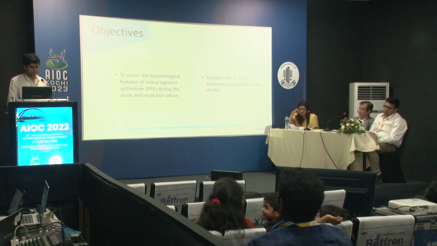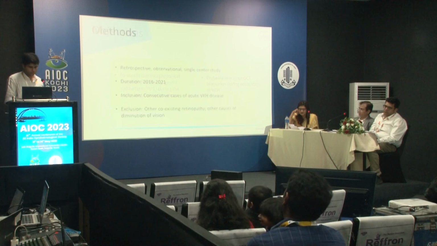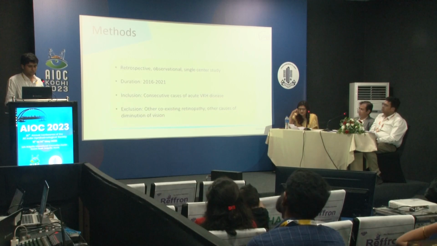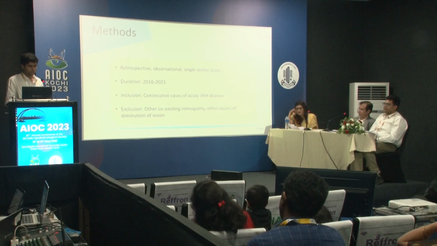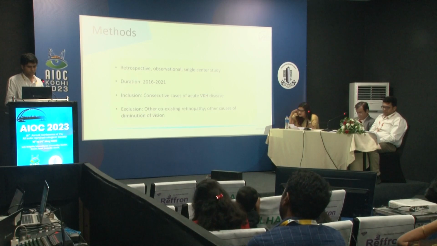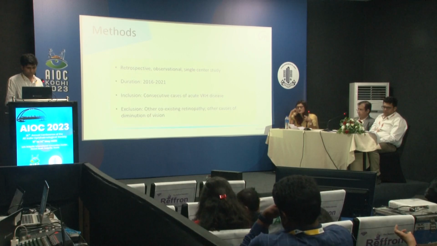So, the objective of our paper was to assess the morphological features of the retinal pigment epithelium during the acute phase of disease and following its resolution, and its probable role as an OCT biomarker during the acute stage of VKH disease. This was a retrospective observational single-center study conducted between 2016 and 2021, which included consecutive cases of acute VKH disease, and we excluded other cases of coexisting retinopathy and other causes of diminution of vision.